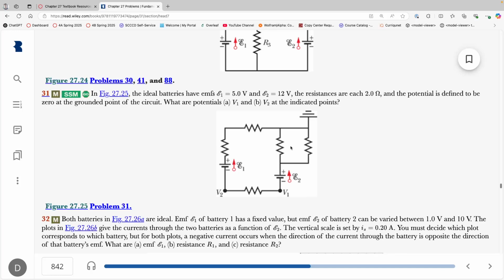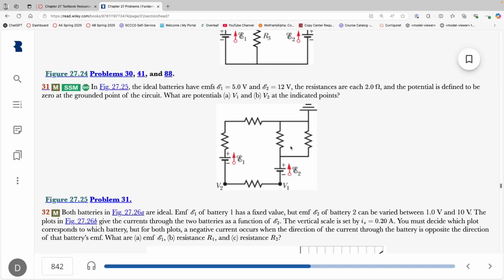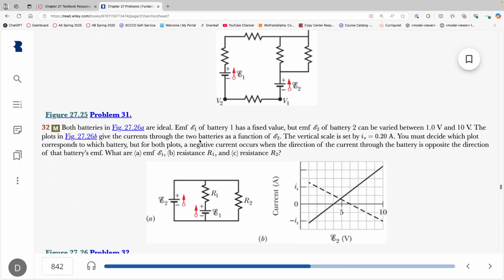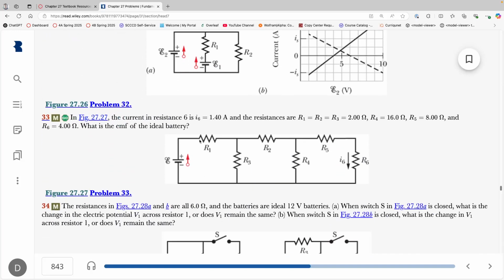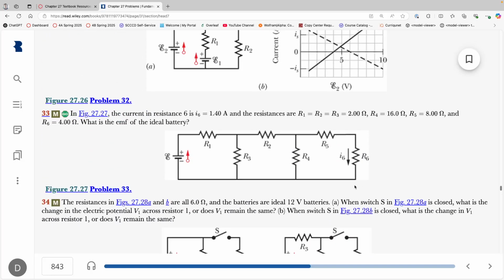Kirchhoff's laws. So, like I said, I'm not even reading, I don't even care what the question's asking me. I just want practice in identifying things, right? This has got 2 batteries in it, so Kirchhoff's or reduction? It's Kirchhoff's. So what have I got here? I've got 1, 2, 3 currents.